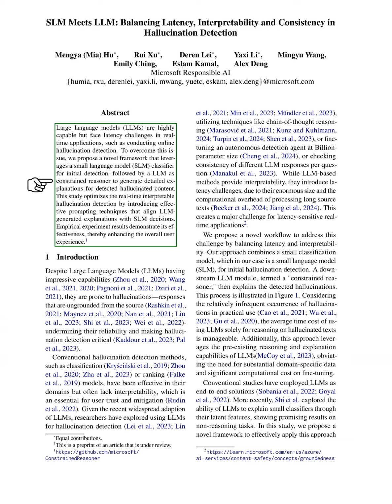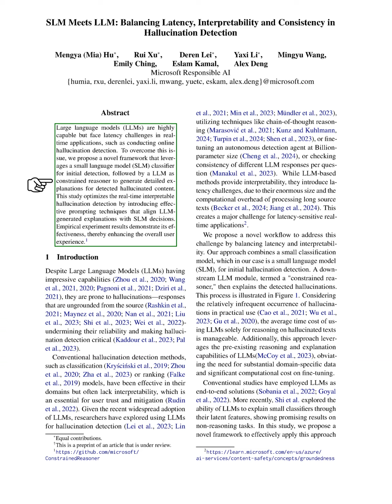To tackle this, we propose a new workflow that balances latency and interpretability. Our approach uses a small language model, SLM, for initial hallucination detection, followed by a larger LLM module, which we call a constrained reasoner, to explain the detected hallucinations. This two-step process is illustrated in our figures. Given that hallucinations occur infrequently in practice, the time spent using LLMs for reasoning about these texts is manageable.